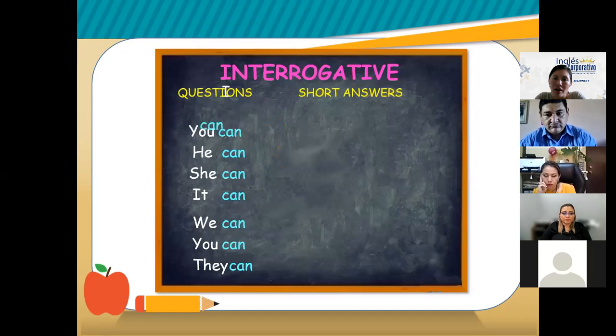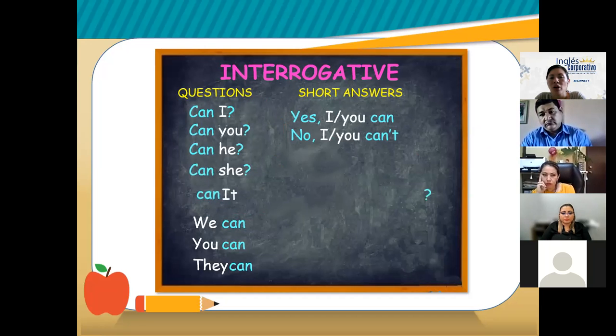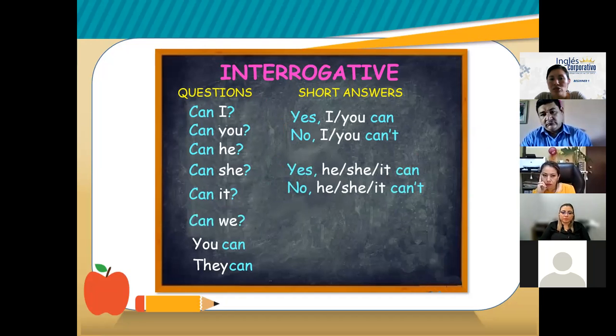So, and then we have interrogative, right? So when we have the question form, right, there is a switch, y entonces pues ya no voy a tener el subject y can a la par, sino que va a ser al revés. Primero comienzo con can, y luego sigo con el subject, right? Y pues ese switch es el que con el que debemos de tener cuidado.